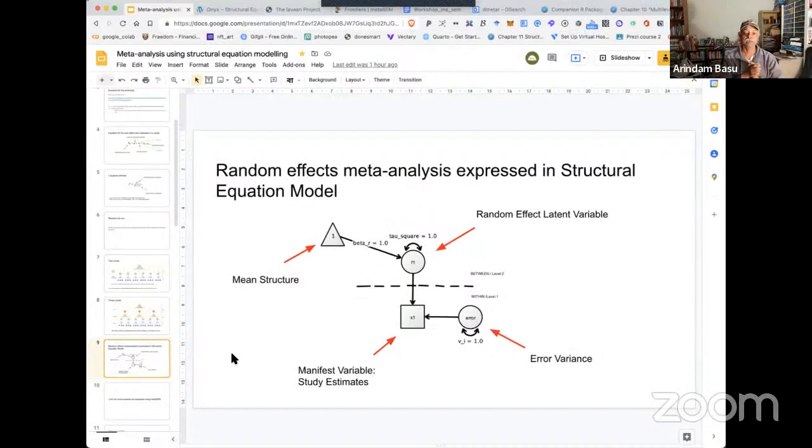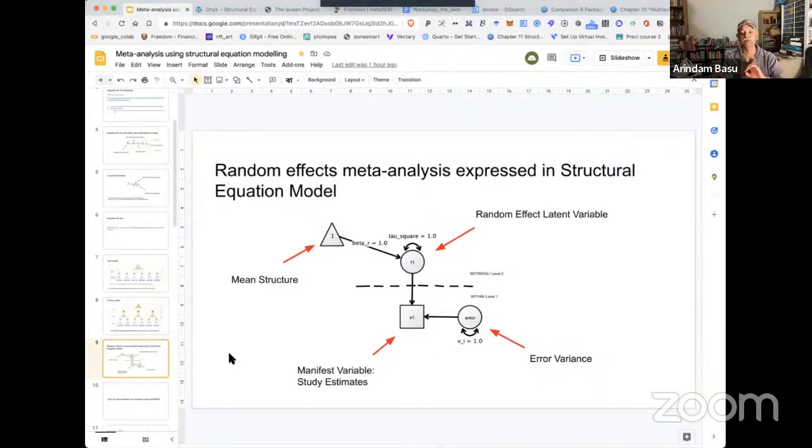The curved arrow with two heads is either a variance or a covariance. If it occurs between two variables, then it's a covariance. If it occurs only in the context of a single variable, it's a variance. So that is my tau square, which is the variance of the random variable here, which is a representative of the between studies.